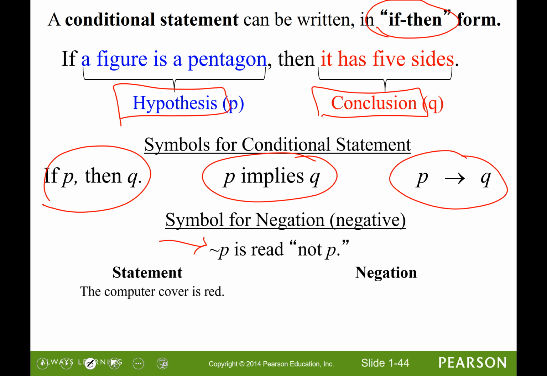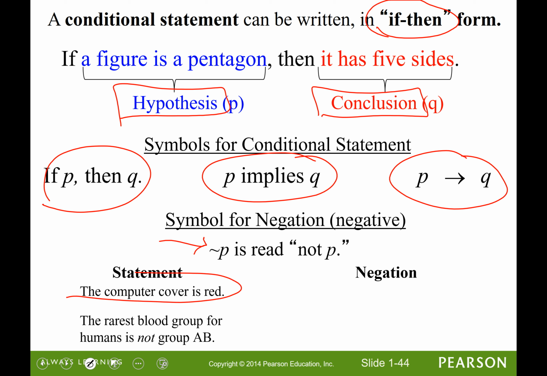If our statement is the computer cover is red, the negation would be, let's get 2 of them up here. And we have a second example. The rarest blood group for humans is not group AB. All right, let's start with this one. The negation of this would be the negative. So we would say the computer cover is not red. You don't have to get fancy, just it is red, it is not red, negation.